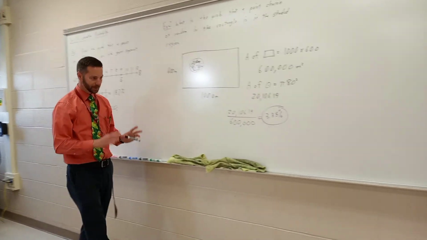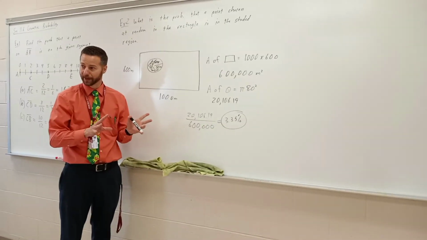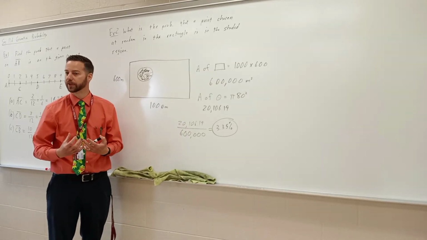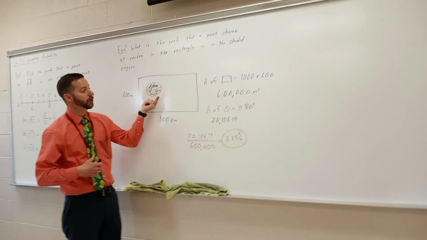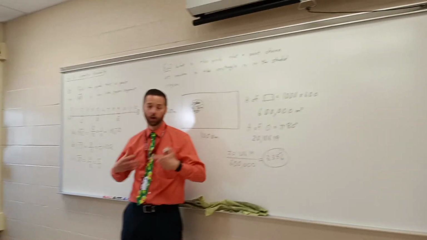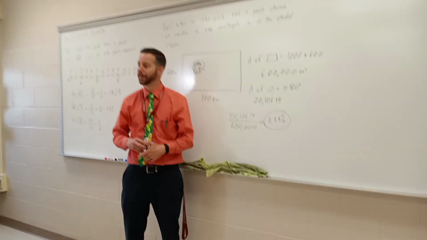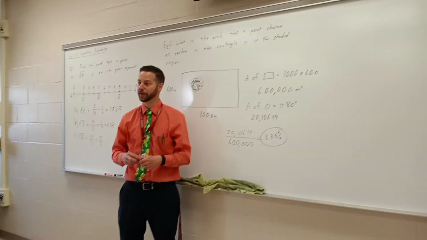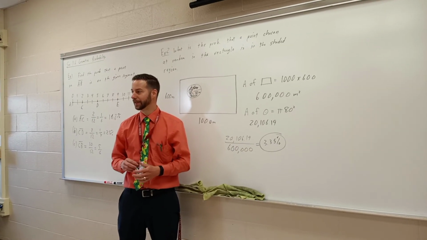So is everyone okay with how this works though? Like the idea of how we're finding these probabilities? So take the area you want over the total possible area, or if we're in length, take the length you want over the total possible length. And that's how we're going to do probability from a geometric standpoint. So any questions on this?